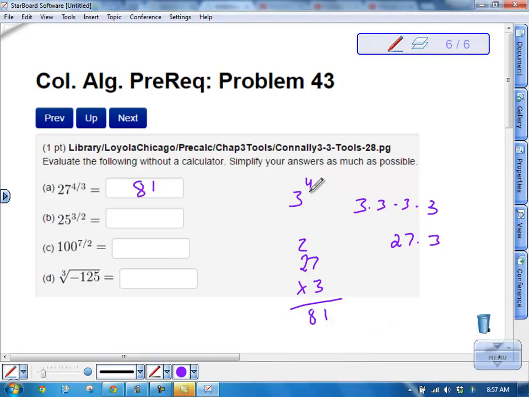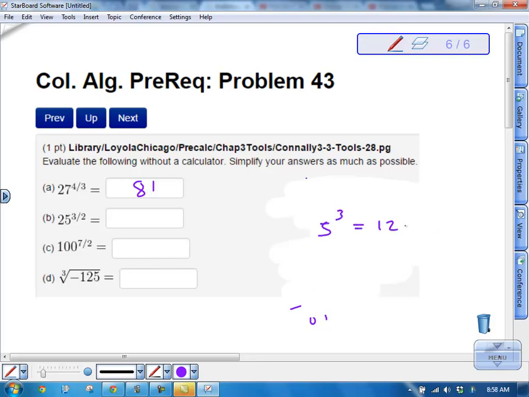Okay, so then the next problem is the same type of thing. This 2 is in the denominator, so I'm going to do the square root of 25 first, which is 5. So we have 5 cubed, which is just 125. Like I said, if you don't know that, you can just do 5 times 5 times 5 and just multiply it out one at a time. So that's 25 times 5, and you can just do the 25 times 5 like you did in elementary school. And that'll give you 125.